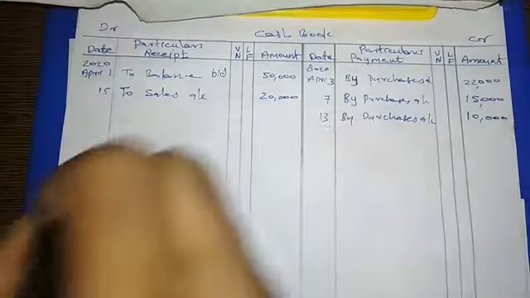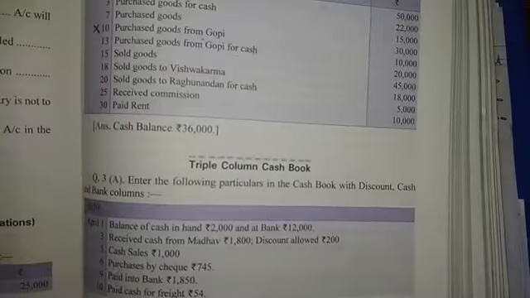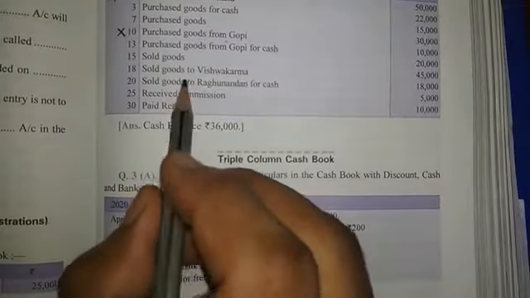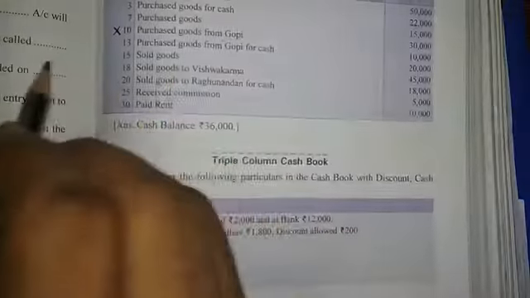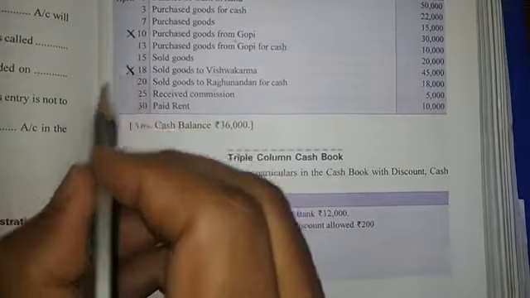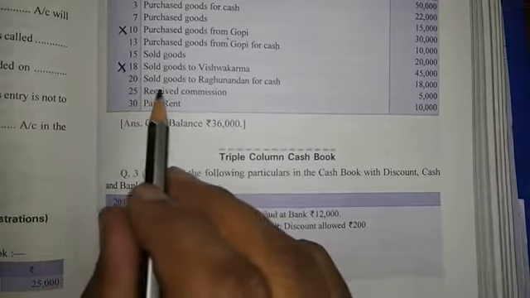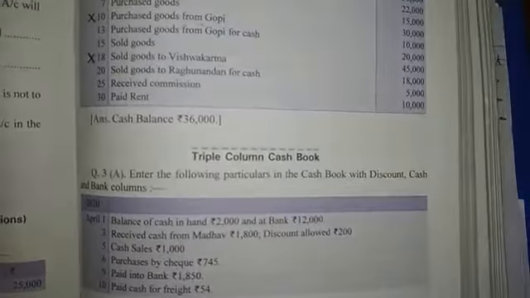Then next, sold goods to Vishwakarma. Sold goods to Vishwakarma, this transaction. Name of the person is given and for cash is missing. That is why this is also credit sales. This will not come in the cash book. Then 20th, sold goods to Raghunandan for cash. This will come, to sales.